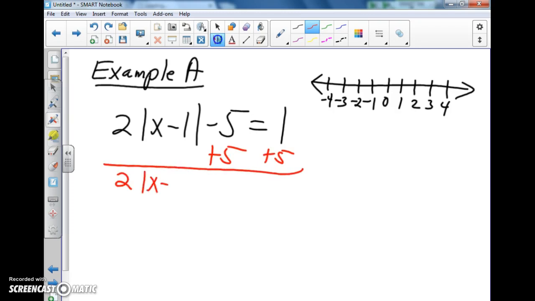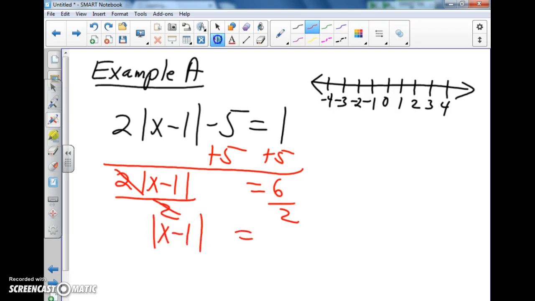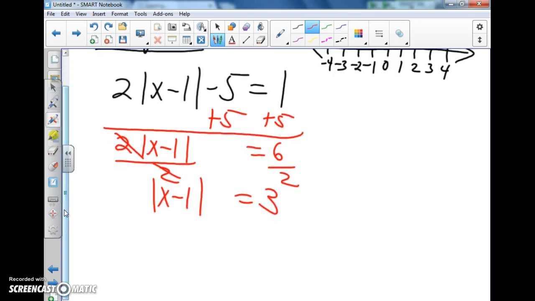So you get 2 times the absolute value of x minus 1 equals 6. Now is the absolute value by itself? No, it is not. So what do you have to do next? Divide by 2. Divide this side by 2, divide this side by 2. These 2's cancel. Absolute value of x minus 1 equals 3. Now is the absolute value by itself? Yes, it is.